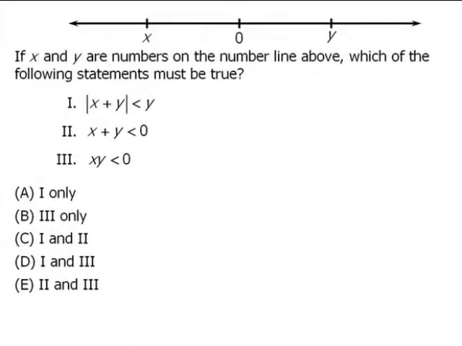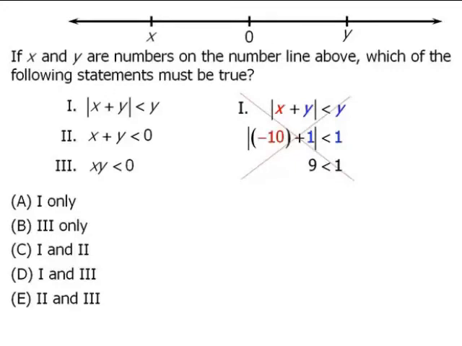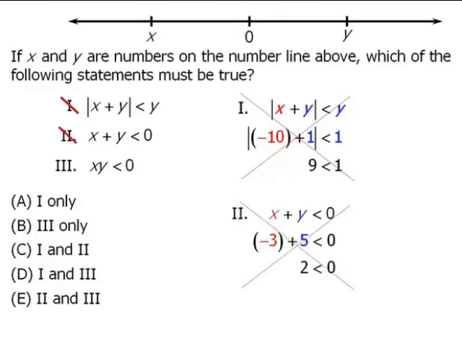Okay, let's examine each statement and determine whether or not it is valid. Statement 1. We can show that this statement need not be true through counterexample. If x equals -10 and y equals 1, we end up with the inequality 9 is less than 1. This, of course, is not true, so statement 1 need not be true. On to statement 2. This statement need not be true as well. We can show this through counterexample with x equals -3 and y equals 5. Here we end up with the inequality 2 is less than 0. This is not true, so statement 2 need not be true.